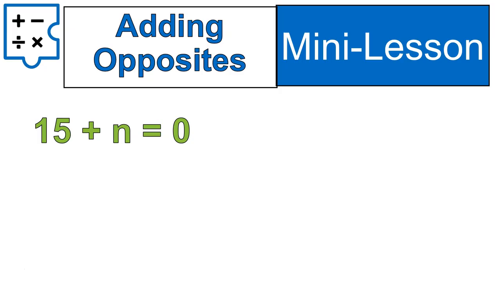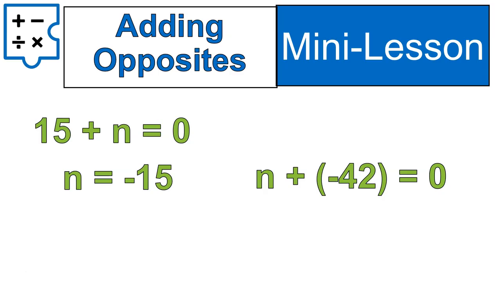So let's practice with a couple of questions. 15 plus a number, n, is equal to 0. What is our n? What is our number? N is equal to -15. Notice we're still adding opposites to equal 0. We've just put in a variable there. Try this one out. N plus -42 is equal to 0. Our number, n, is equal to +42 because 42 plus -42 is equal to 0.